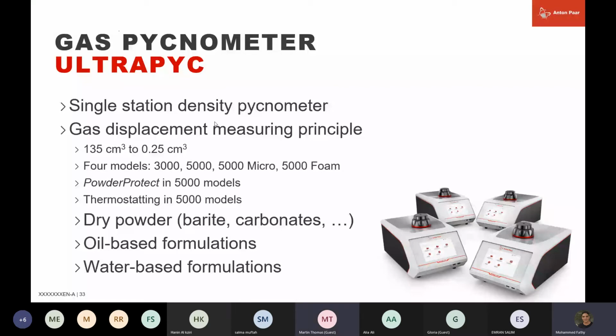One of the instruments has a mode we call powder protect to stop powder elutriation, that's loss of powder into the instrument. So they're designed to work with very fine powders, but for the next analysis you could just as easily be analyzing oil-based formulations or water-based formulations. It doesn't matter to this instrument. And you can actually use the density as measured by these instruments to calculate percent solids, for example. So you can use it for pre-formulation or post-formulation. I just wanted to take a couple of minutes for that, and I appreciate your patience.